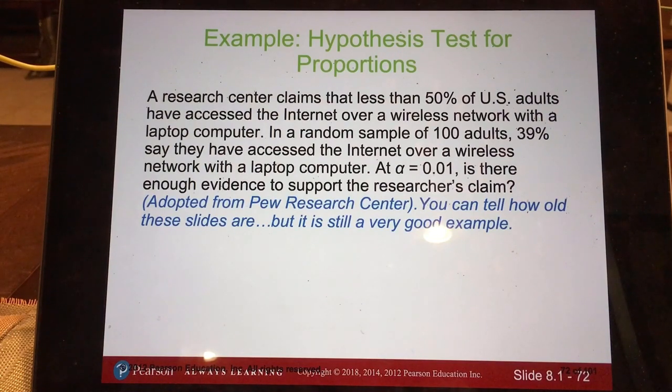This is an example of a hypothesis test for proportions. A research center claims that less than 50% of U.S. adults have accessed the internet over a wireless network with a laptop computer.